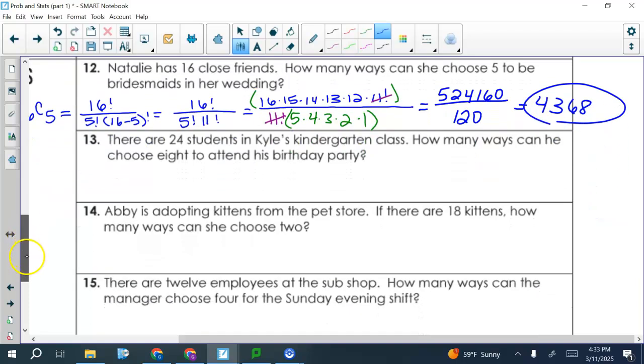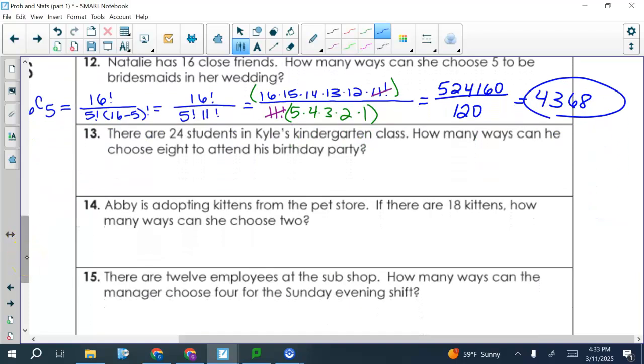All right, next one. There are 24 students in Kyle's kindergarten class. How many ways can he choose 8 to attend his birthday? So again, it doesn't matter which one is picked first, the order doesn't matter. We're just inviting 8. We're sending 8 invitations out. So it's going to be 24C8. So why don't you guys try to set up that equation? What would that look like if it's a combination where order didn't matter?